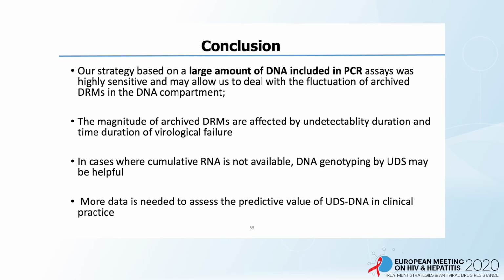For the conclusion, our strategy, based on a large amount of DNA included in PCR assays, was highly sensitive and may allow us to deal with the fluctuation of archived drug resistance mutation in the DNA compartment. As shown, the magnitude of archived drug resistance mutation is affected by undetectability duration and the duration of virological failure. In real life, in cases where cumulative RNA is not available, DNA genotyping by ultra-deep sequencing may be helpful.